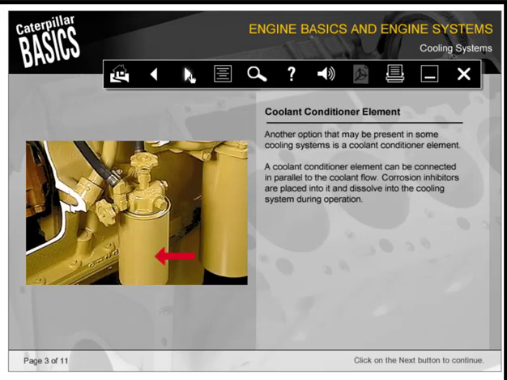Another option that may be present in some cooling systems is a coolant conditioner element. A coolant conditioner element can be connected in parallel to the coolant flow. Corrosion inhibitors are placed into it and dissolve into the cooling system during operation.